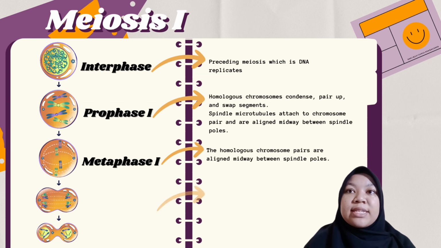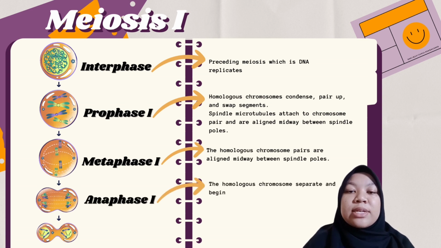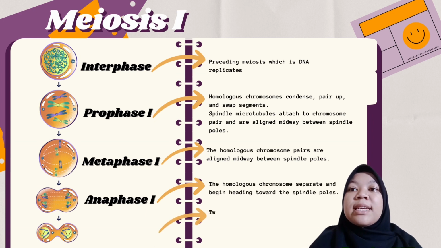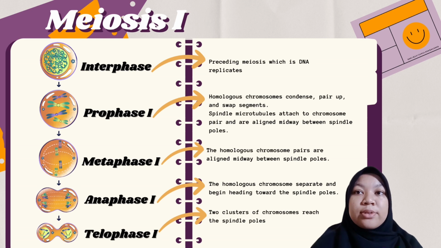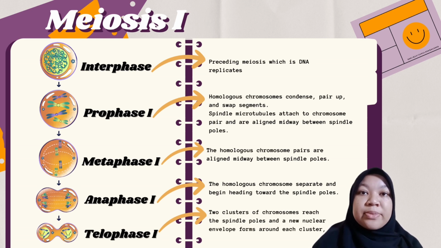In anaphase 1, the homologous chromosomes separate and begin heading toward the spindle poles. In telophase 1, 2 clusters of chromosomes reach the spindle poles. A new nuclear envelope forms around each cluster, so 2 haploid nuclei form.